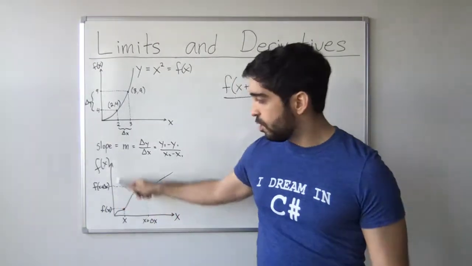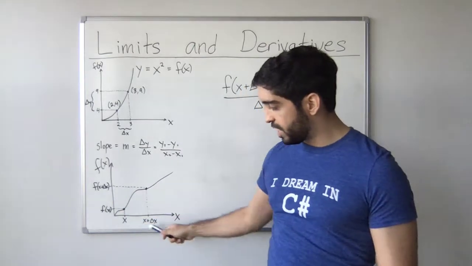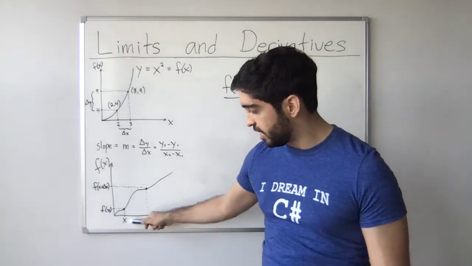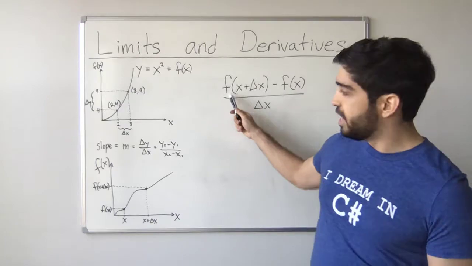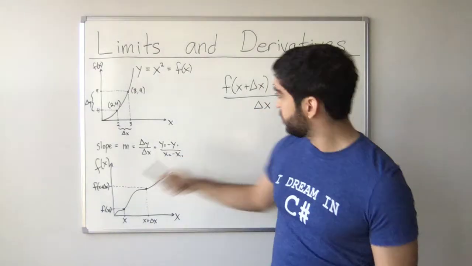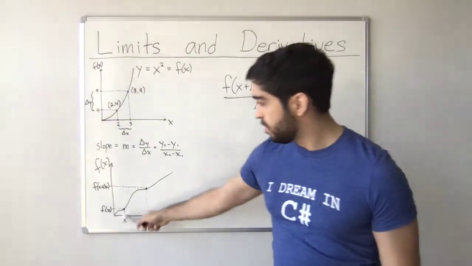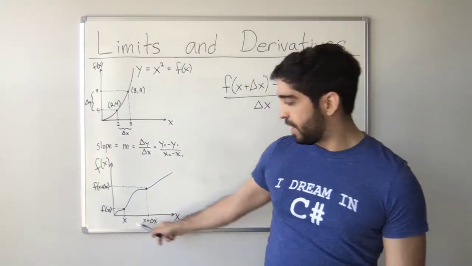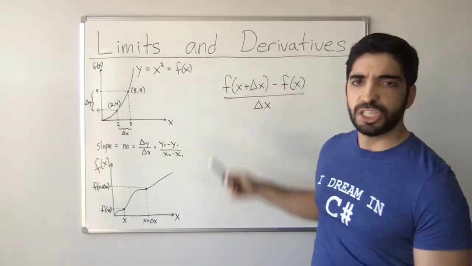And so we have f of x plus delta x, and then f of x here on the y, and then we have x, and then x plus delta x. So this change here was delta x, and this is some delta y. So in general, we have y2 minus y1, so f of x plus delta x minus f of x, and then x2 minus x1. So x plus delta x minus x, so the x cancels, so that's why I only have the delta x here. So that's the general form.